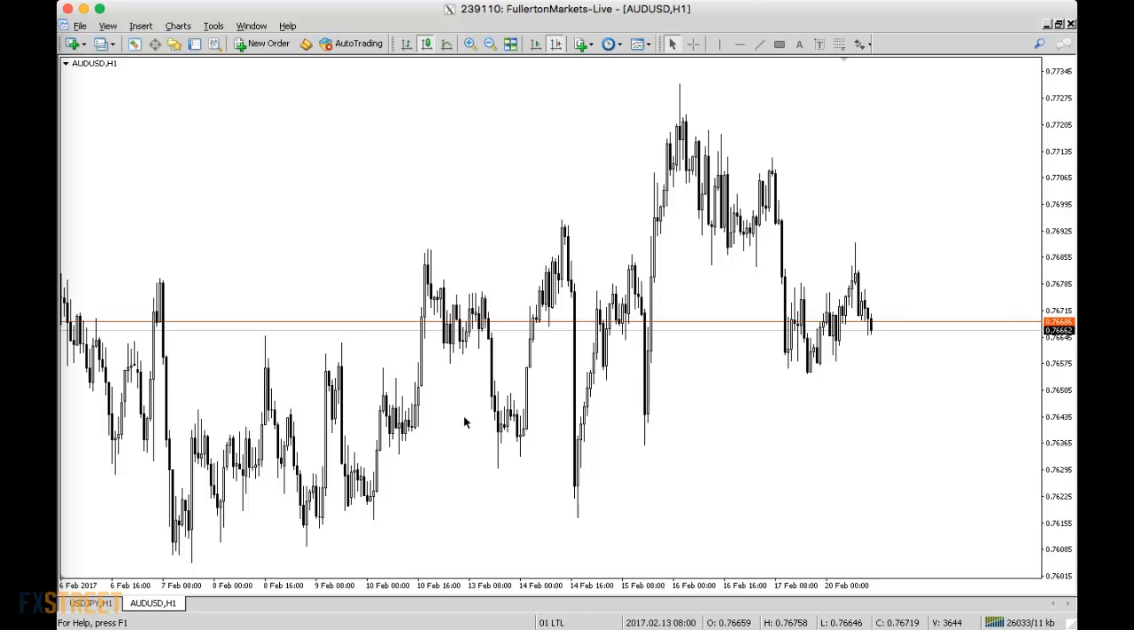Okay, this is Aussie dollar H1 chart. As you can see, the entire chart, there's no clear, obvious trend, be it an uptrend or a downtrend. There's no obvious direction.